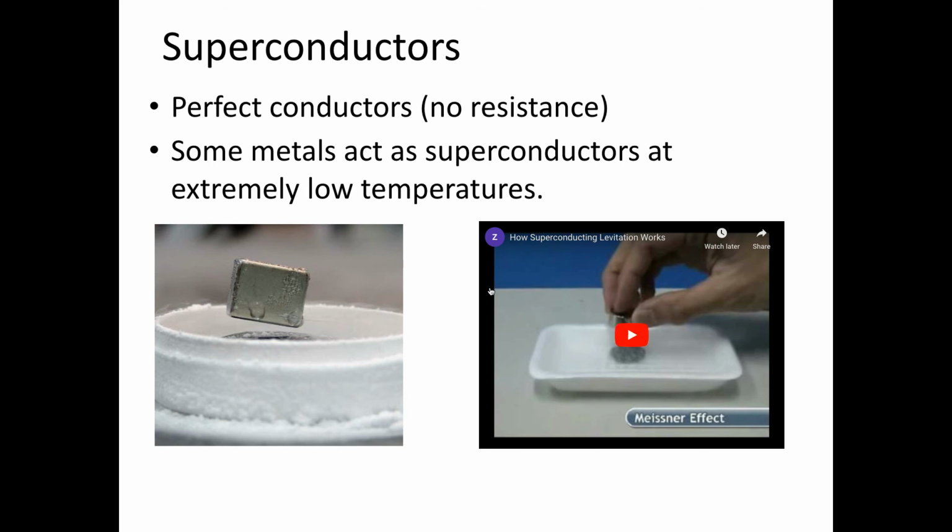So have a look at this superconducting levitation video. It's very interesting. Combine some of the things that you probably already know about magnets as well, and just very interesting properties.